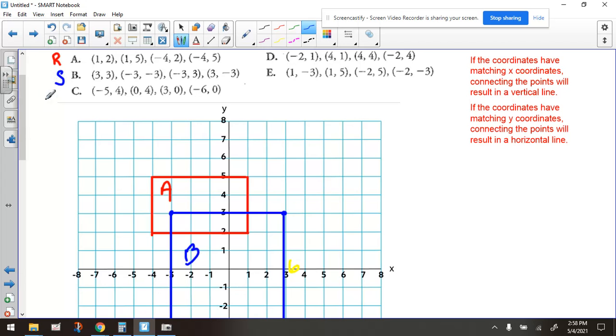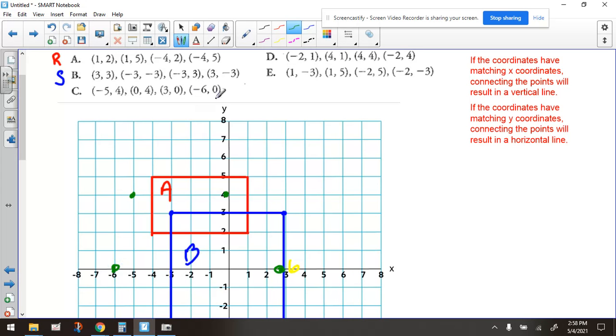All right, if we look at answer choice C, it's a -5. How about we use green for this? -5, up 4, 0, 4. So that means don't go left or right, just go up 4. Over 3 and then up nothing. Over 3, up nothing. So that's going to be right there. And then left 6, up nothing.